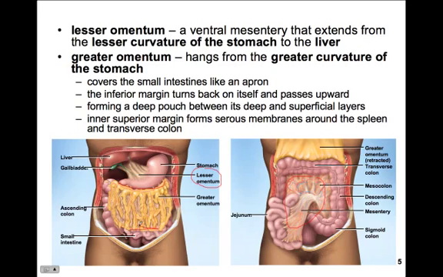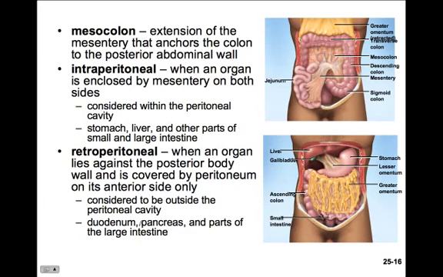The inner superior margin forms the serous membranes around the spleen and the transverse colon. The mesocolon is an extension of the mesentery. So the mesocolon here anchors the colon, the large intestine, to the posterior wall of the abdominal cavity.